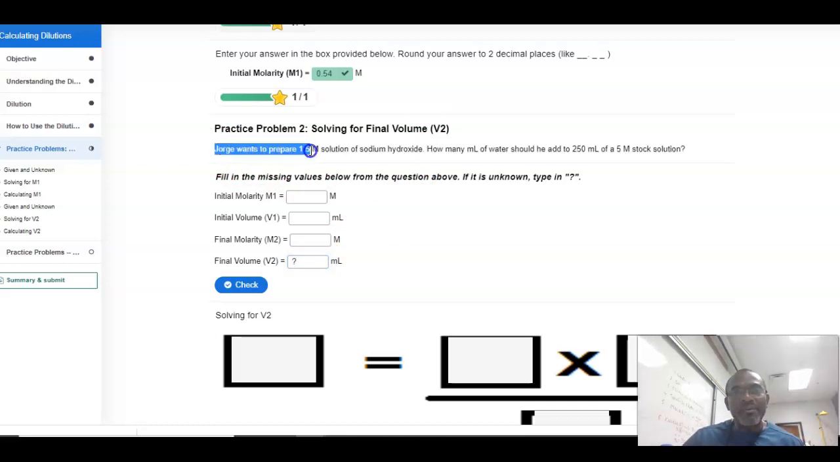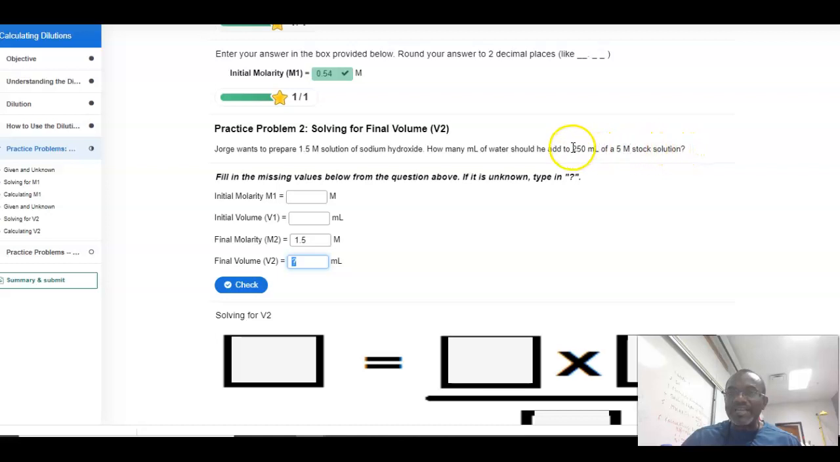George wants to prepare 1.5 molar solution of sodium hydroxide. He wants to prepare 1.5, which means that is the final molarity, 1.5 M. So I'm going to put right there 1.5, which is the final molarity he wants to prepare. Now it says, how many milliliters of water should he add? We already know that's your V2, because that's your final volume that you want. So should he add to 250 milliliters of a 5 molar stock solution?